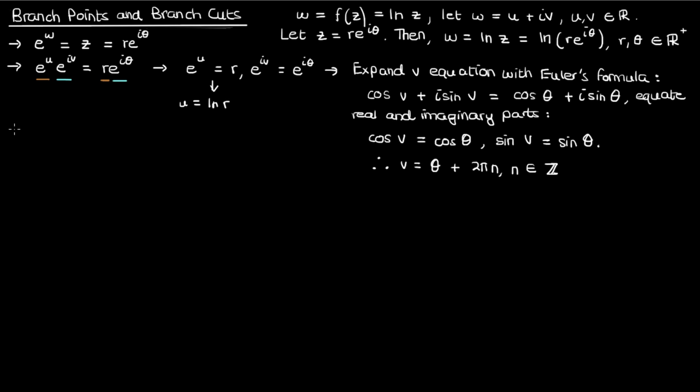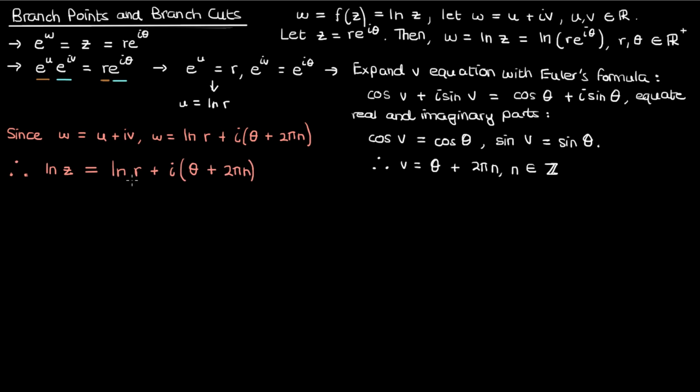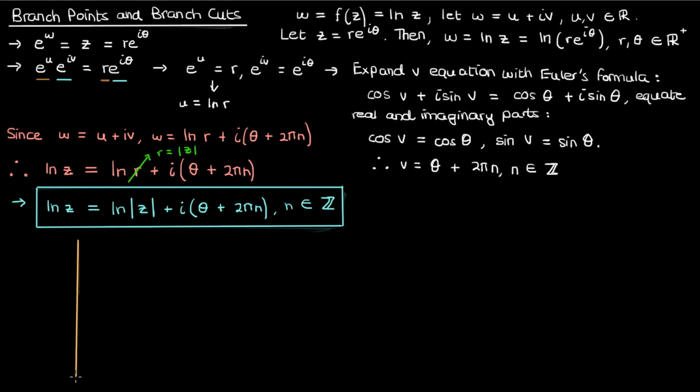So that's why, in general, v must equal theta plus 2 pi n to account for that general 2 pi periodicity. Finally, since w is u plus iv, w is just ln r plus i times theta plus 2 pi n if we plug in the u and v. And this right-hand side is equivalent to ln z then, since w is just ln z. Now, r is just the magnitude or modulus of z. It's the distance of z from the origin. So in terms of z, the natural log of z is given by the following equation, where n once again is an integer.